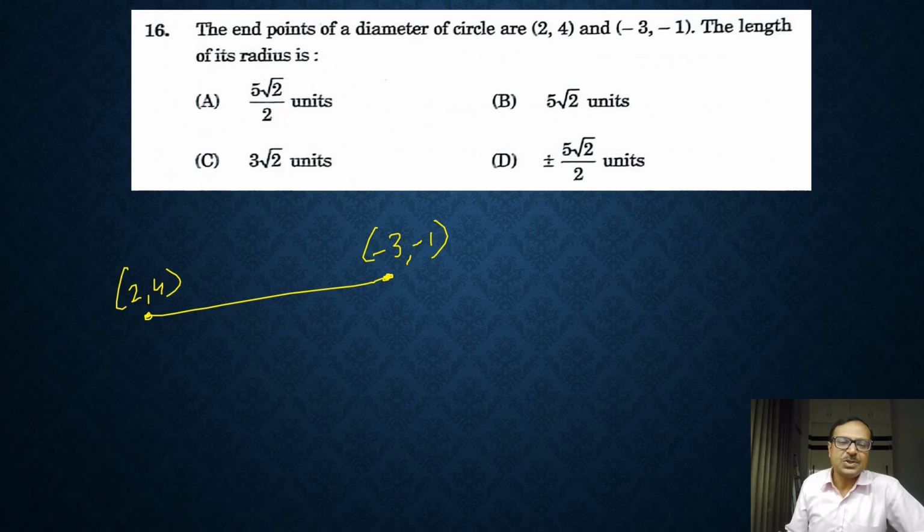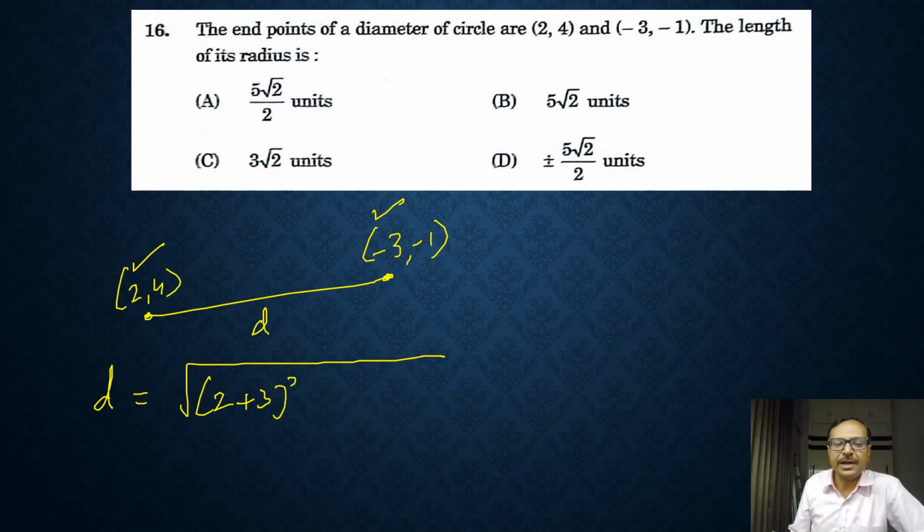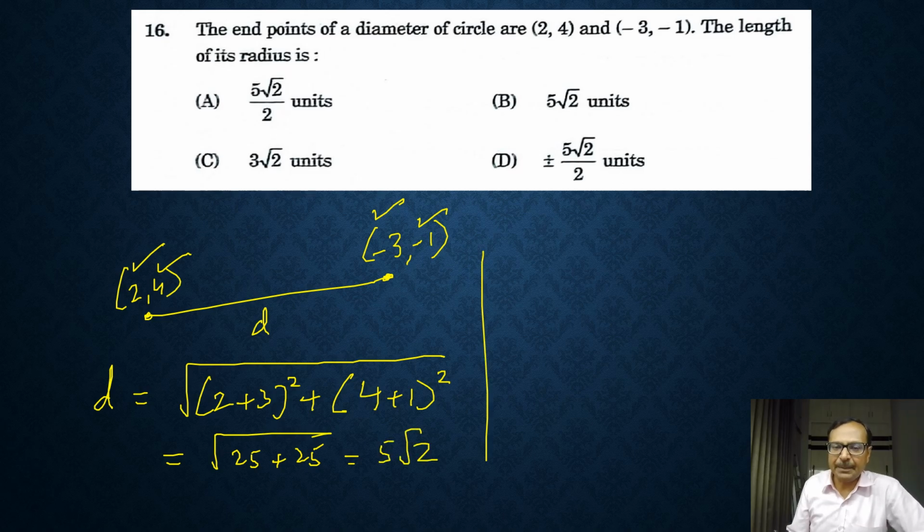Okay, so if this is the diameter, I can find it by using the distance formula. So x1 minus x2: 2 plus 3 whole squared plus 4 plus 1 whole squared. So how much is this? This is 5 squared, 25, plus 5 squared, 25. That is 2 times 25, or 5 root 2, right? Now this is the diameter, right?